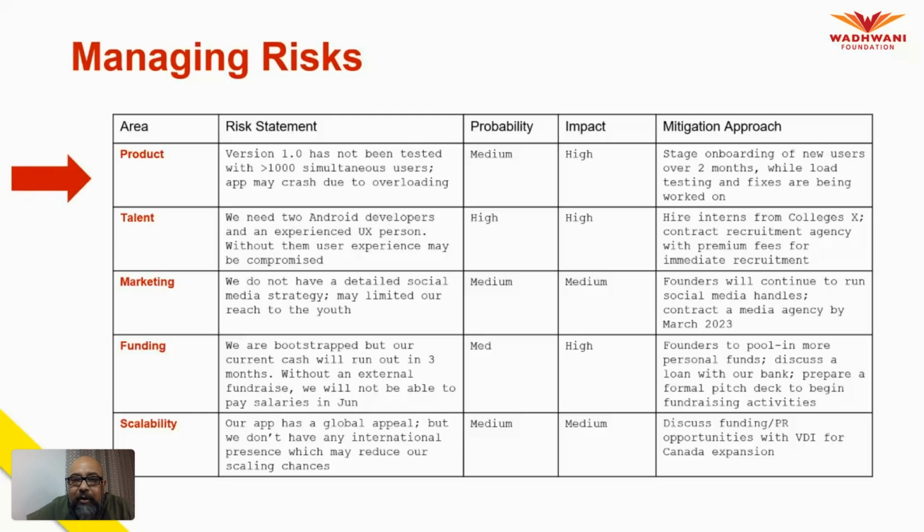Now, all right. So the question out here is that, look at the product one and look at the funding one also. So we are bootstrapped, but our current cash will run out in 3 months. Without an external fundraise, we will not be able to pay salaries in June. I have faced this problem. Probability is medium, but impact was very high. All right. So founders to pool in more personal funds, discuss a loan with the bank, prepare a formal pitch deck to begin fundraising activities. And fundraising does not happen overnight.